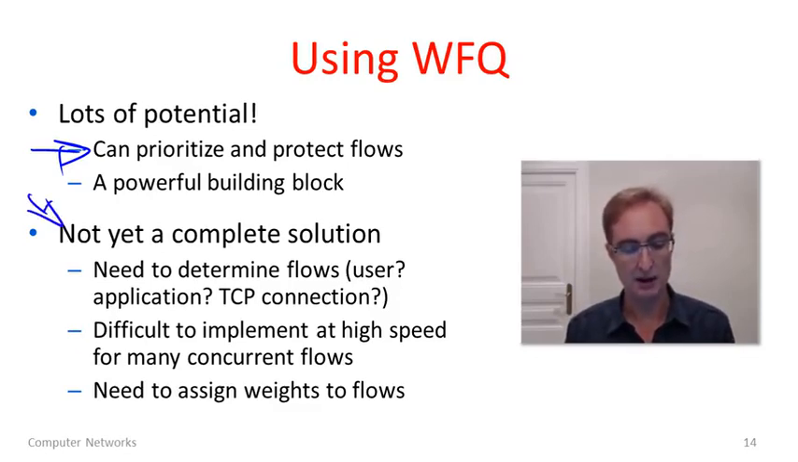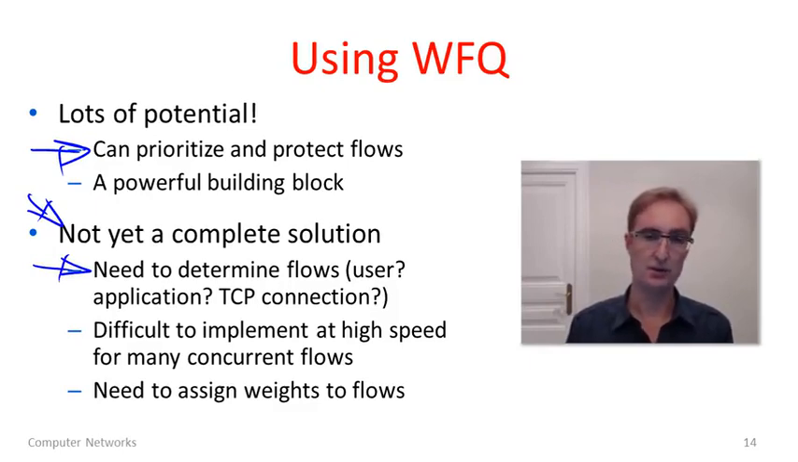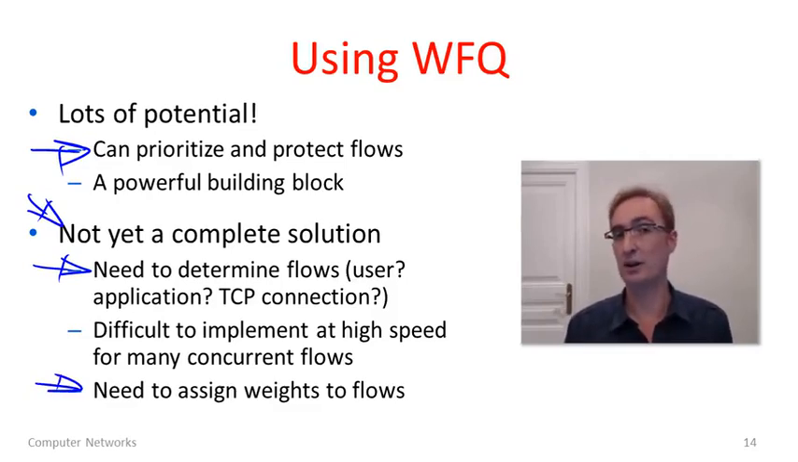Okay, but just to wrap up this lecture, in case weighted fair queuing sounds a little mysterious, we haven't yet seen a complete quality of service solution. Weighted fair queuing is a powerful building block, but for any kind of complete solution, we need to do a few other things. For instance, we need to determine how to assign packets to different flows. I mean, what is a flow? Could it be a user, an application, or a TCP connection? We will then need to assign different weights to different flows. We need a higher weight for Skype if we want to favor it over BitTorrent, otherwise we haven't necessarily done very much.